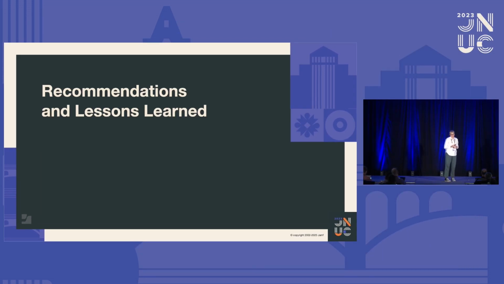So, recommendations and lessons learned. I really recommend to use GitHub Secrets. I will admit, I did not use GitHub Secrets when I first started implementing this. I was hard coding values directly into my recipes, which you should never do. Secrets are encrypted and they can only be read by the workflow in your repo.